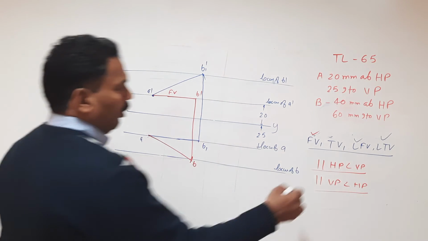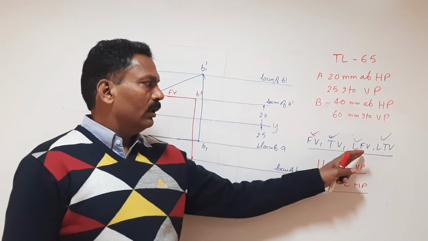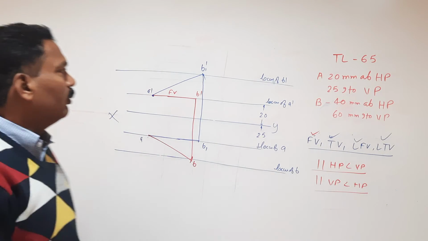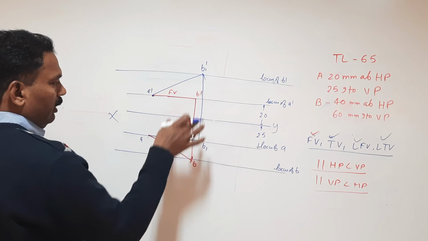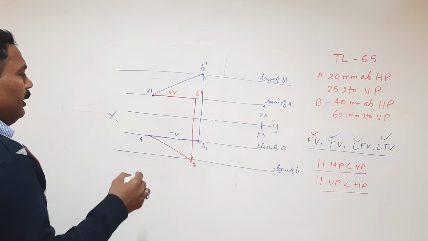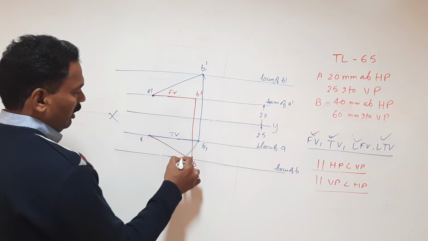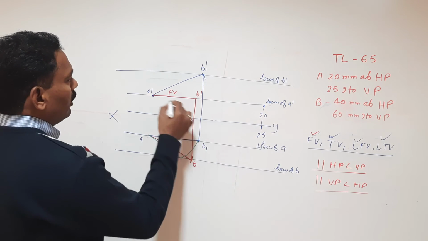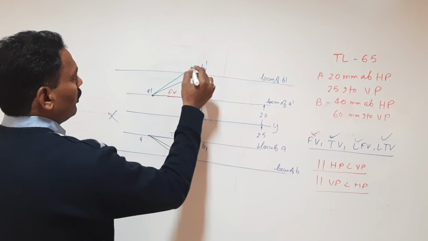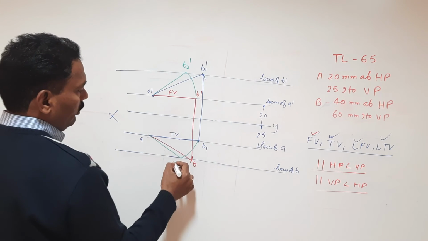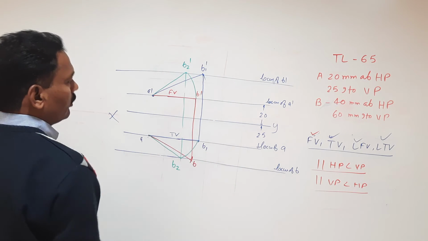So now we got all four terms: length of front view, length of top view, locus of front view and locus of top view. Locus of front view is this one, locus of top view is this one, length of front view is this one, length of top view is this one. Take an arc equal to the length of top view and mark it somewhere here. Take an arc equal to the front view and mark it somewhere here, and you will get the front view. This will be the final front view, this one the final top view, and this will be the locus.